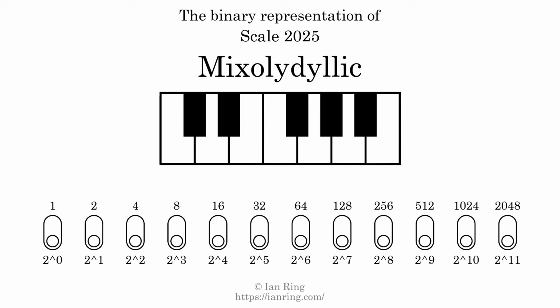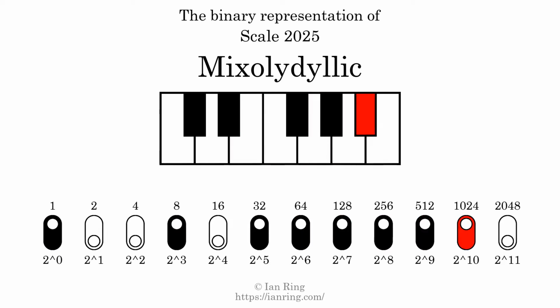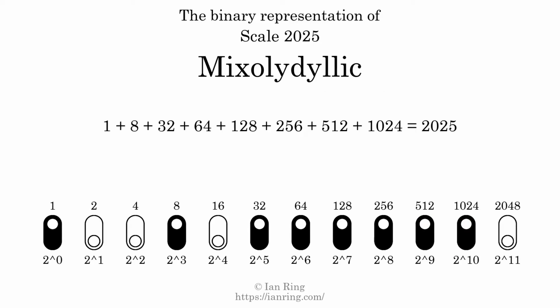The binary representation of this scale is determined by mapping tones of the scale to binary digits. Each binary digit represents a power of 2. To get the scale number, we add the powers of 2 together. The powers of 2 that are present in the scale, all added together, equals 2025. That is why the scale number, in decimal, is 2025.